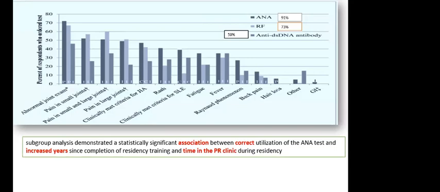An observation demonstrated a statistically significant association between the correct utilization of the ANA test and the increased years since completion of residency training and the time spent in the rheumatology clinic during residency.